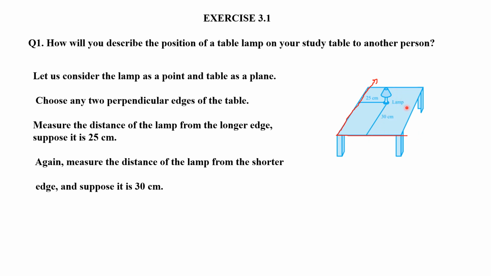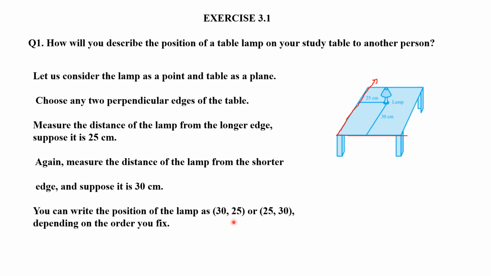So now I can tell the location of this lamp as 30, 25 or 25, 30. Now you have to fix the order. First you want to write the distance from the shorter edge, then longer edge, or first the distance from the longer edge and then shorter edge. So first you have to fix that position and then you can tell the location of the lamp.